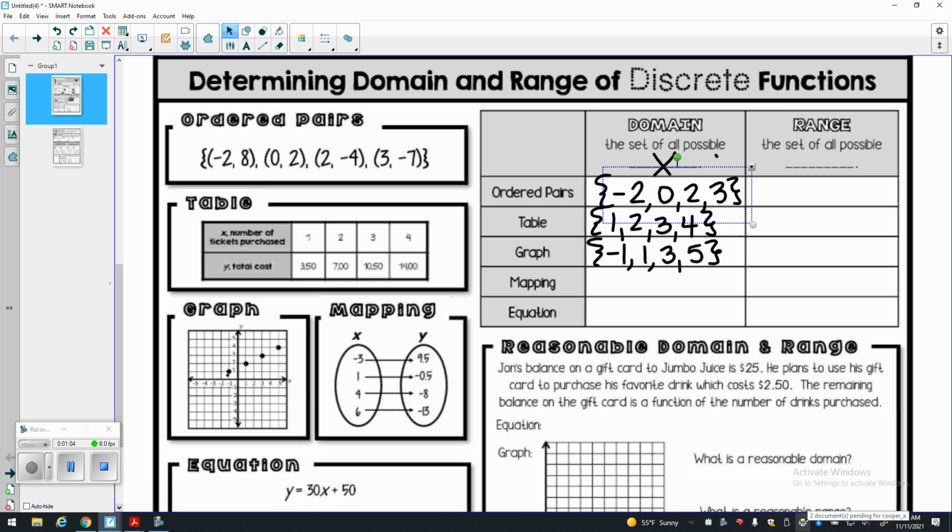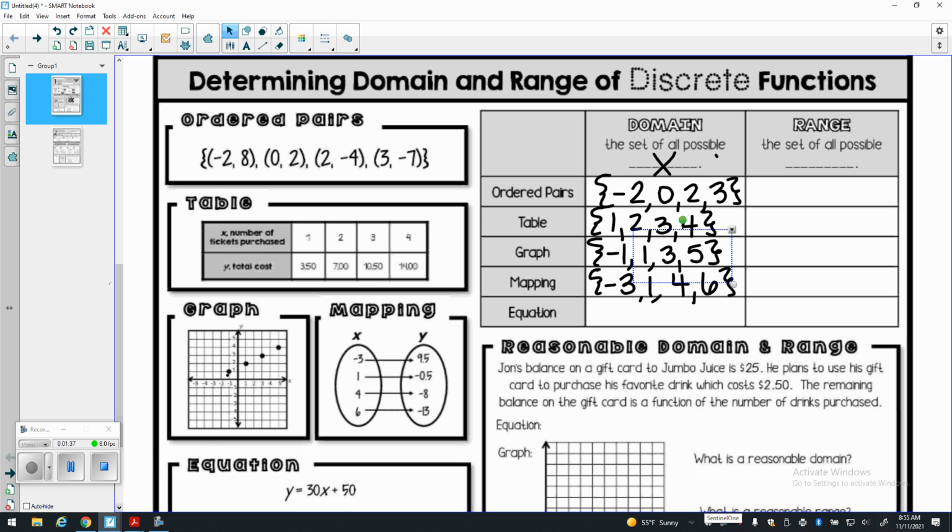Next one's my mapping diagram. Is it a function? No double arrows, right? What is my domain of my mapping diagram? -3, then 1, then fabulous.